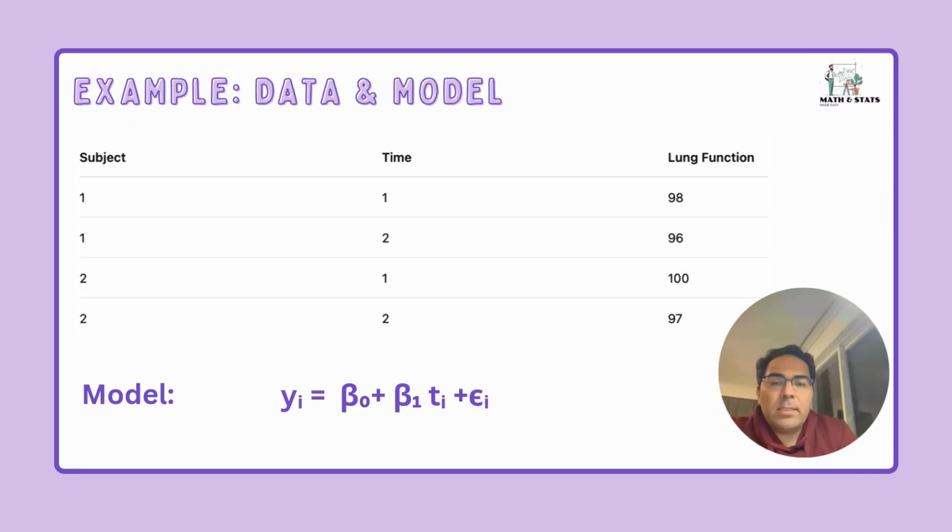So let's look at a simple example. Suppose we measure lung function for several subjects at different time points. We start by fitting a simple linear regression model where lung function depends on time, and we treat all measurements as if they were all independent. In this model, beta 0 is the intercept and beta 1 is the slope of the model.